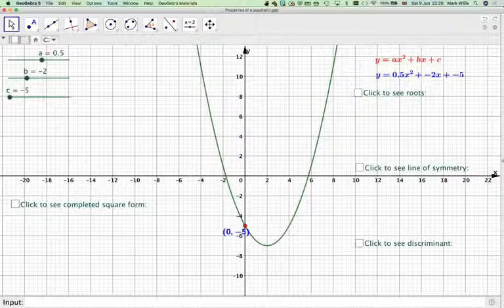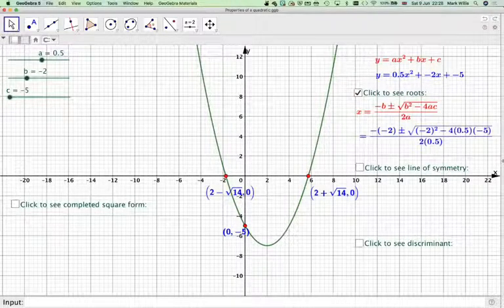Now, when we solve a quadratic equation, so if I was solving 0.5x squared minus 2x minus 5, I'll be putting it equal to 0. So we're trying to find where it cuts the x-axis, where the curve cuts the x-axis. So that's what you are doing when you are solving a quadratic equation. Now these solutions are called the roots of the equation. So if I click here, I will get the roots.